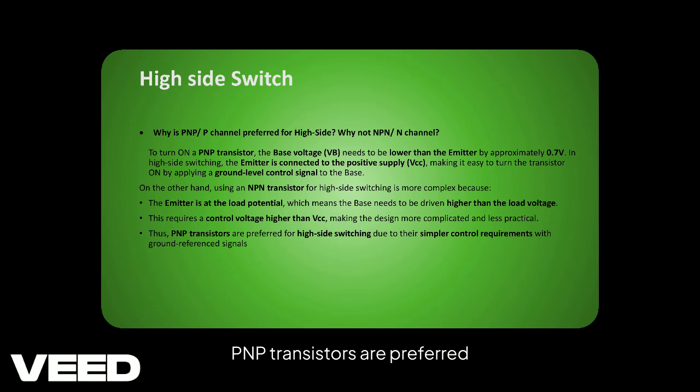PNP transistors are preferred for high-side switching due to simpler control requirements. The base voltage needs to be lower than the emitter, allowing for easy control with ground-level signals. This makes PNP transistors more practical than NPN for high-side applications.